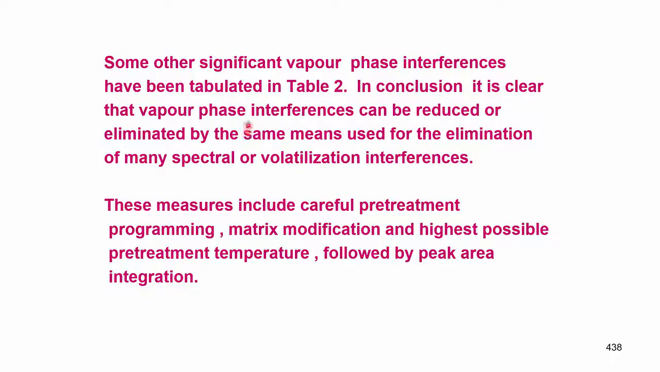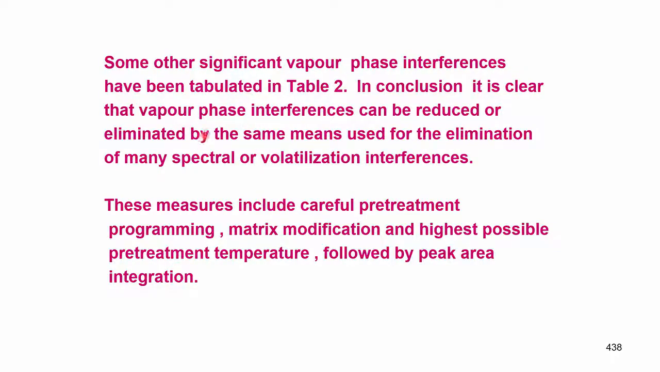Hydrofluoric acid and perchloric acid are a bit difficult, and they may not be present in all the samples unless we deliberately add them, but nitric acid and hydrochloric acid are all very common. Some other significant vapor phase interferences we have tabulated here.